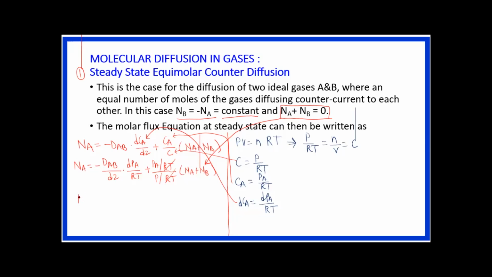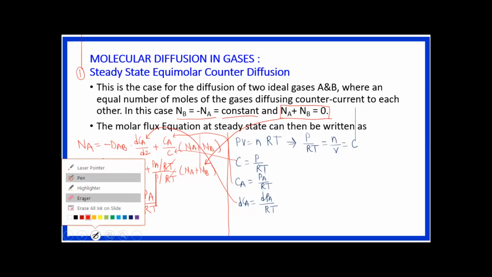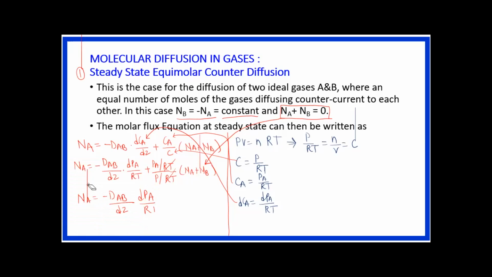So the equation becomes NA equal to minus DAB dZ dPA by RT. So this is one of the equations where we can write this NA equal to minus DAB by dZ into dPA by RT.